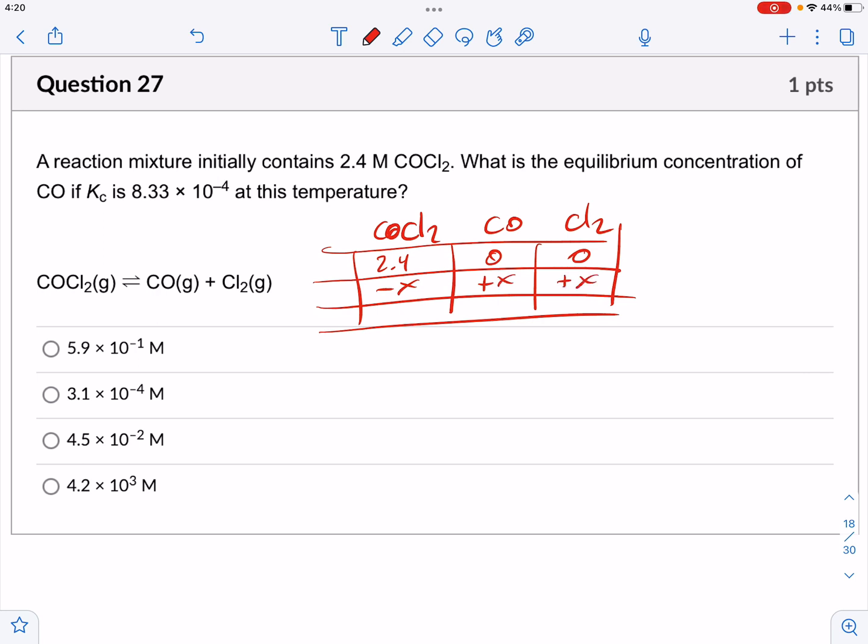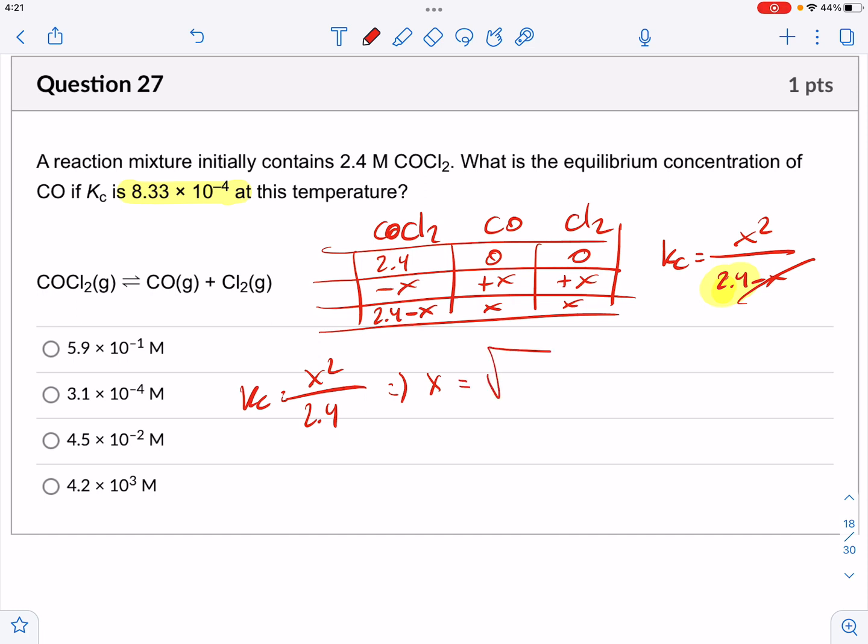Okay, so at equilibrium it's going to be 2.4 minus x, x and x, so that we end up with Kc being equal to x squared divided by 2.4 minus x. Now we compare this value, 2.4 versus 8.3 times 10 to the negative 4. So you have more than 3 orders of magnitude difference there, the concentration being higher than the Kc. So we can perfectly assume that x is small, and then we have Kc equal x squared divided by 2.4.